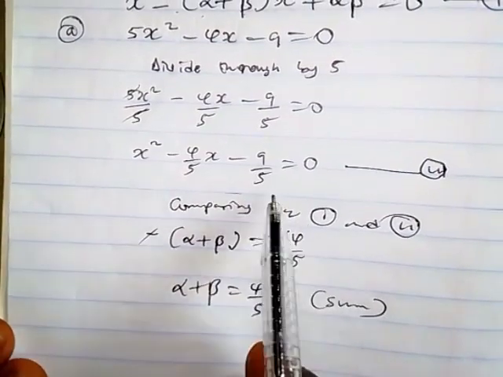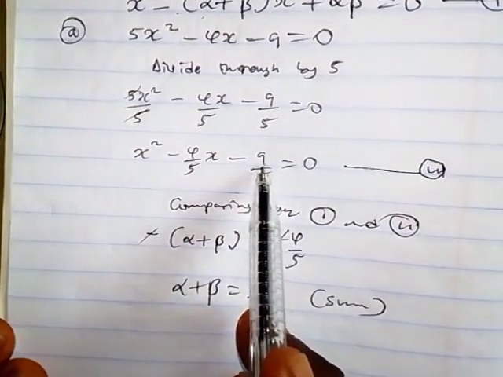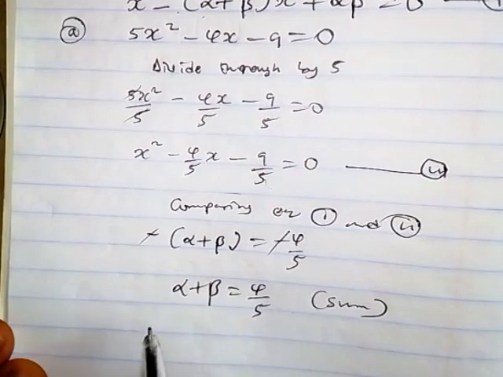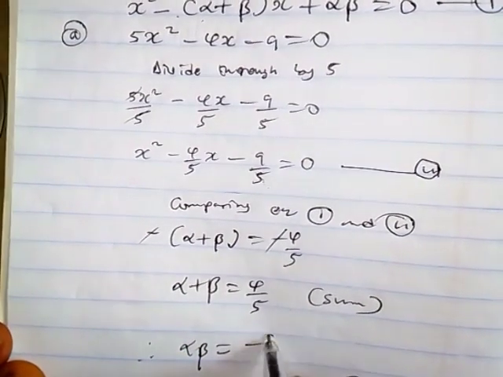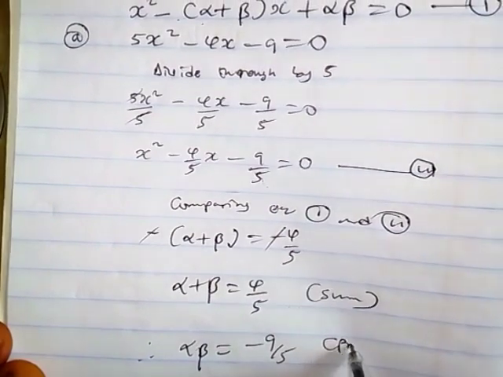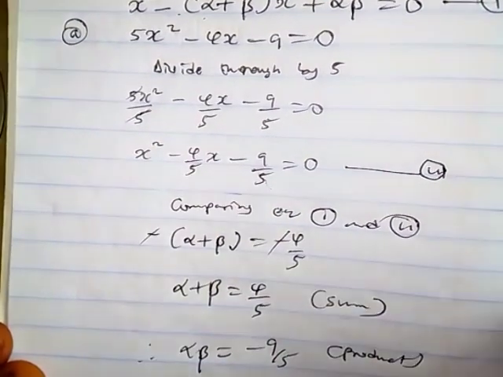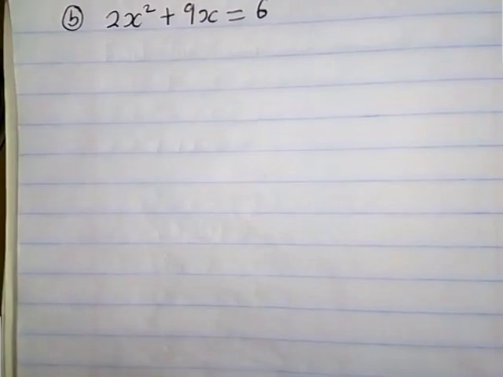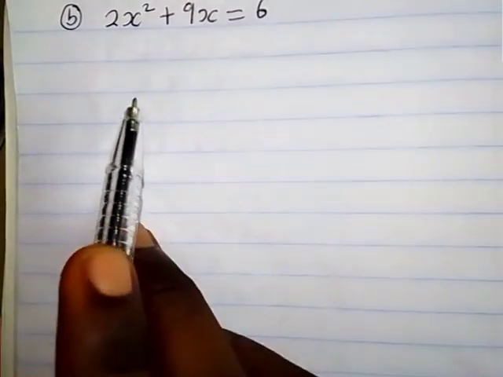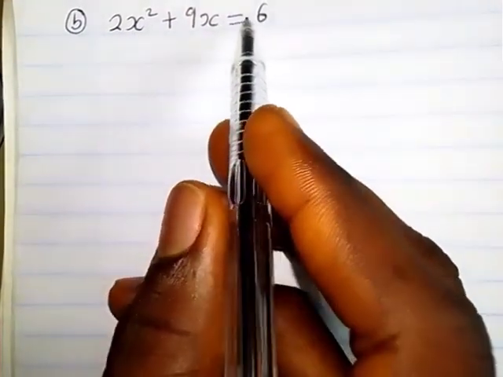For the product, we have minus 9 over 5 when we compare it with alpha beta. Therefore, we have alpha beta to be equals minus 9 over 5. This is the product required. Now, let's solve the second part of the question. We have 2x squared plus 9x equals 6.